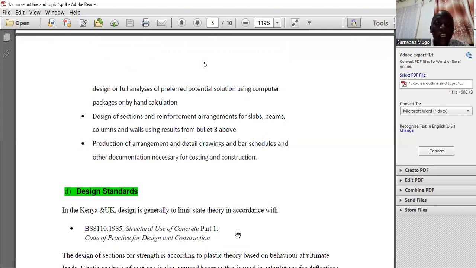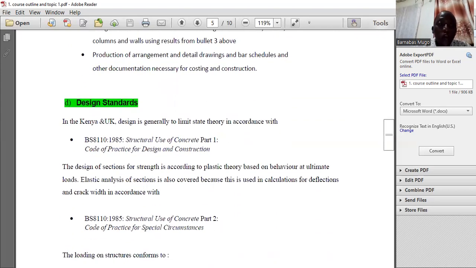Then from there, you need the production of arrangement and detailed design, whereby you are going to know which bar or how many bars are going to be involved in the beam, in the column, in the slab, in the footing. You need to know each of the cases. Then from there, you need design standards.